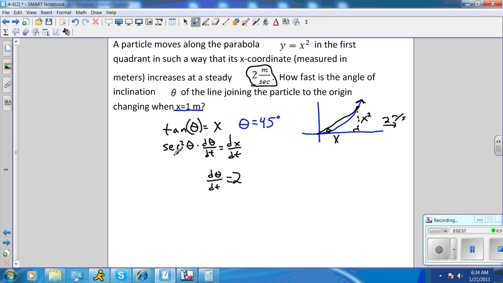So if I do secant squared of 45 degrees or pi over 4, depending on which mode you're in, secant is 1 over the cosine. So we have 1 over the square root of 2, 1 over the square root of 2. If we do the reciprocal of 1 over the square root of 2, we get the regular square root of 2. We square the square root of 2, and secant squared of 45 is just 2. So the answer that we're looking for is the angle is changing at 1 degree per second.